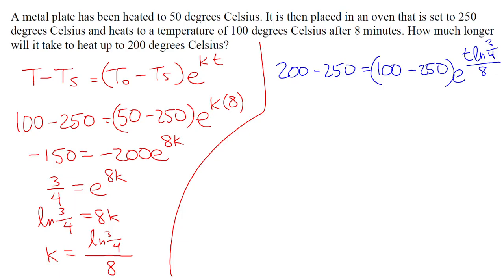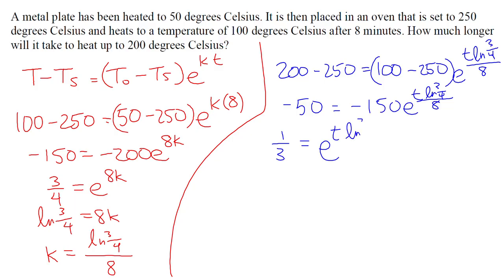We'll simplify a little. 200 minus the 250 gives us negative 50. And then we have a negative 150 e to the t ln 3/4 over 8. We'll divide by negative 150, just giving us 1/3 equals e to the t ln 3/4 over 8. We'll take the natural log of both sides, remembering that the natural log of 1/3 is the same as natural log 1 minus natural log 3, or just negative ln 3.